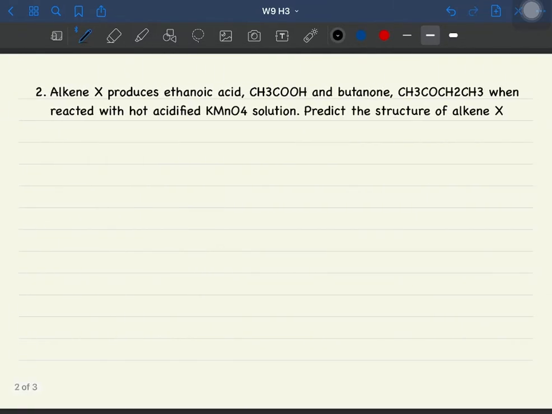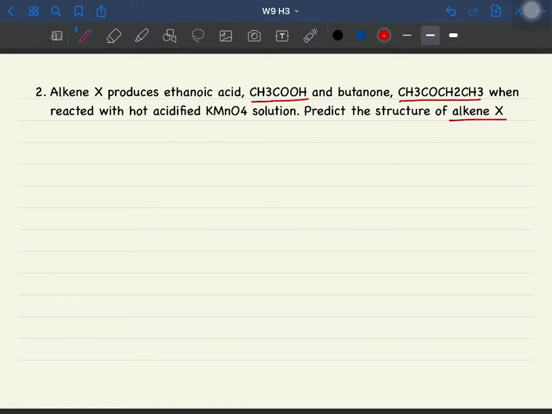For question 2, we are given alkene X produces ethanoic acid. So ethanoic acid is a carboxylic acid with 2 carbons, and also butanone. Butanone has 4 carbons, and on it we have a carbonyl group. So this is going to be our structural formula when reacted with hot acidified KMnO4 solution. So we are given only the product. Now we need to predict the structure of the reactant itself, the alkene X.